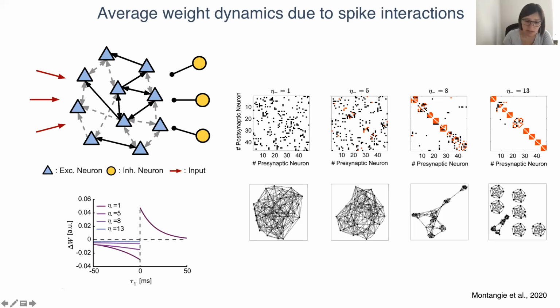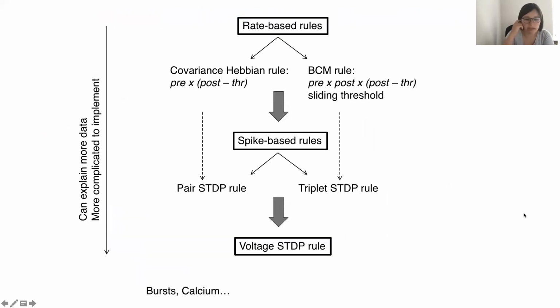So that's it. I want to end here. This is my map at the end. I showed you rate-based rules, the covariance and the BCM rule. I showed you spike-based rules, the pair and the triplet rule. Basically, the pair STDP rule can do what the covariance rule does and more because of the sensitivity to correlations. The triplet rule can do what the BCM rule does, but also more because of the sensitivity to correlations.